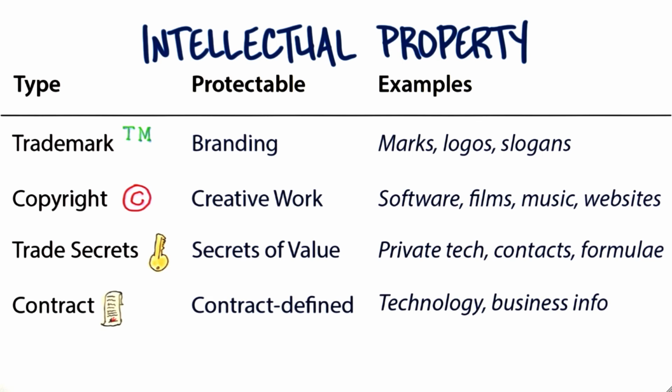Two things that startups run into all the time are contracts or NDAs, which stands for non-disclosure agreements. What's protectable is in the contract. That is, you specify it, or somebody making you sign it, or offering you a contract or an NDA specifies it. And examples are technology and business information.